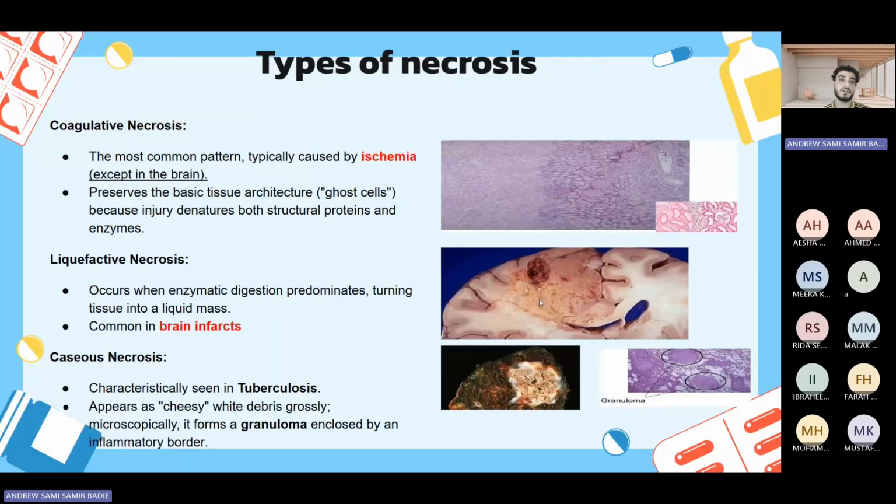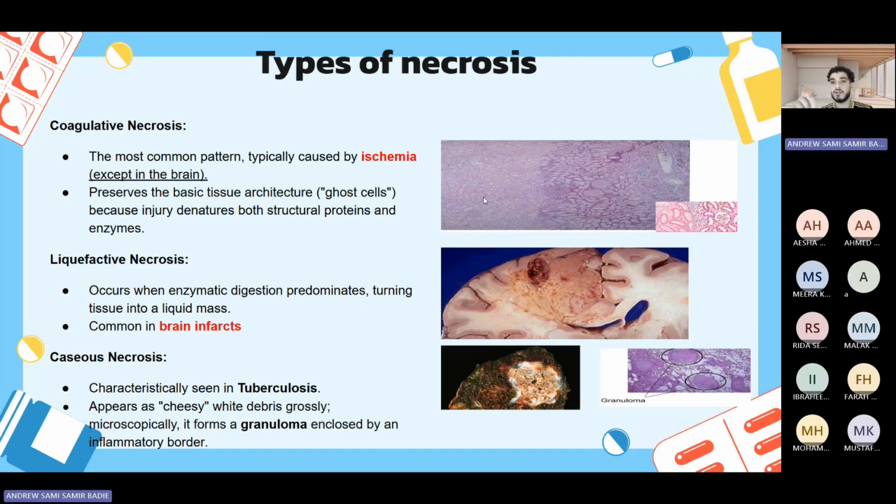Now, again, a very important concept is the types of necrosis. The first one is coagulative necrosis. Coagulative necrosis is the most common, and it's typically caused by ischemia. As in, there isn't enough blood reaching a certain area, and this occurs in the entire body except the brain. Remember this exactly. A feature of it is that it preserves the basic tissue architecture. If you can see here on the right hand side, you can see the outline of the cells.